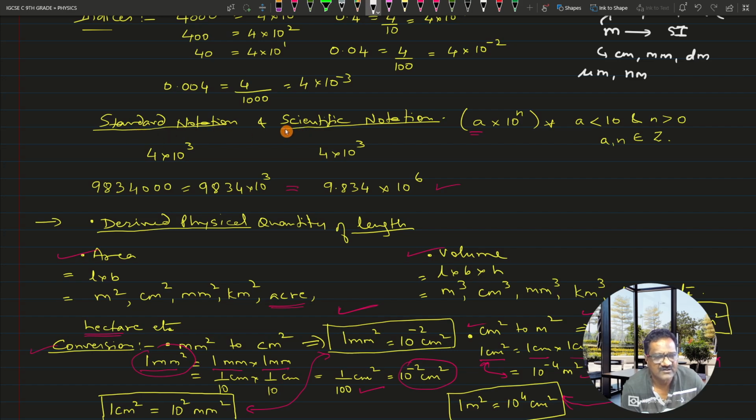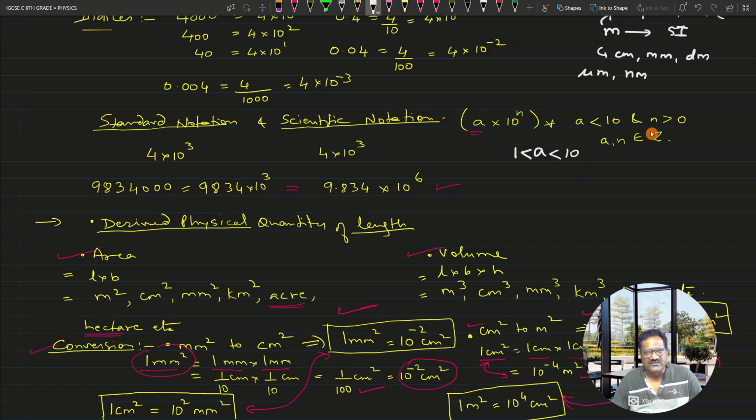What is the standard notation and scientific notation? Any number which is written in the form a into 10 raised to n, such that a is between 10 and 1, or you can say a is less than 10, but you should write there also greater than 1. So a should be less than 10 and greater than 1. a should be between 10 and 1.